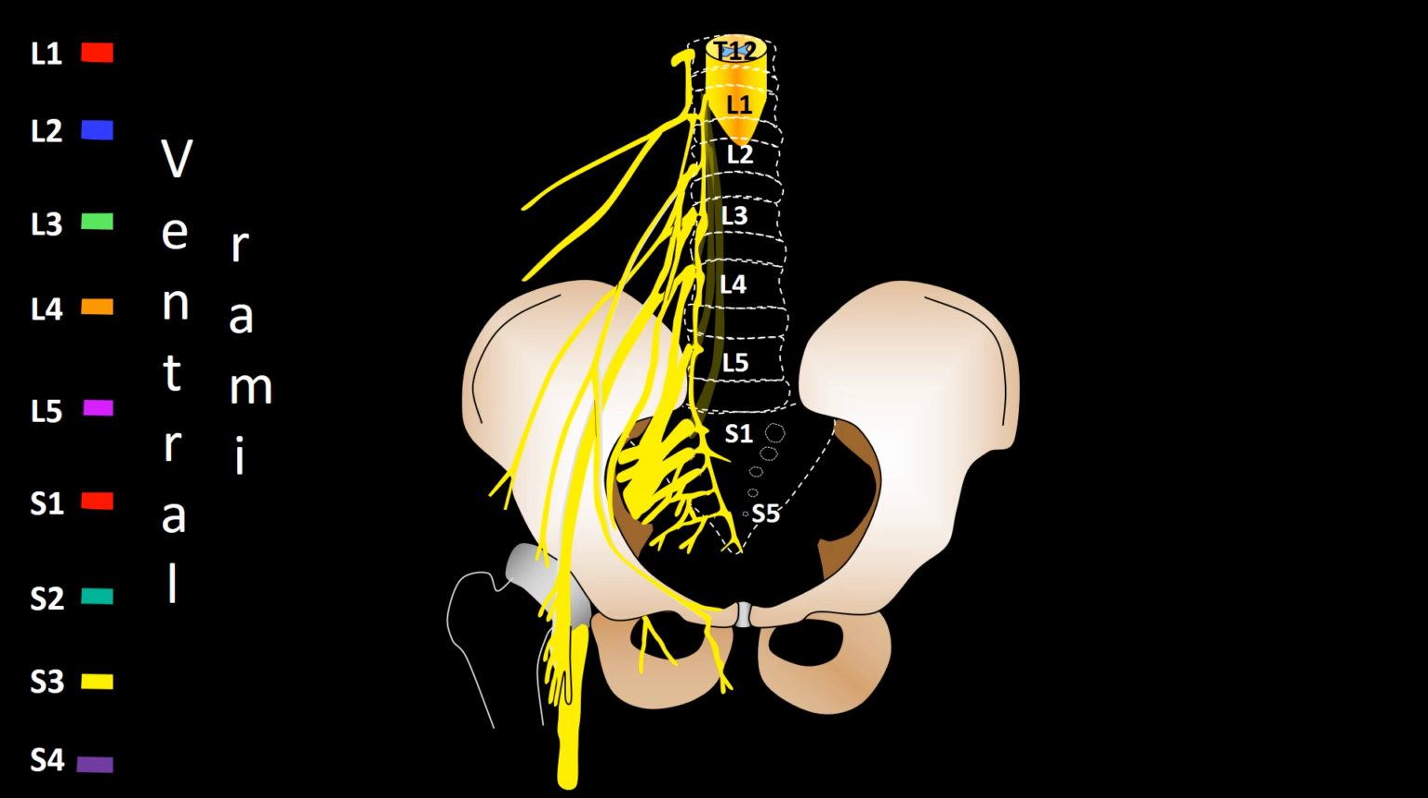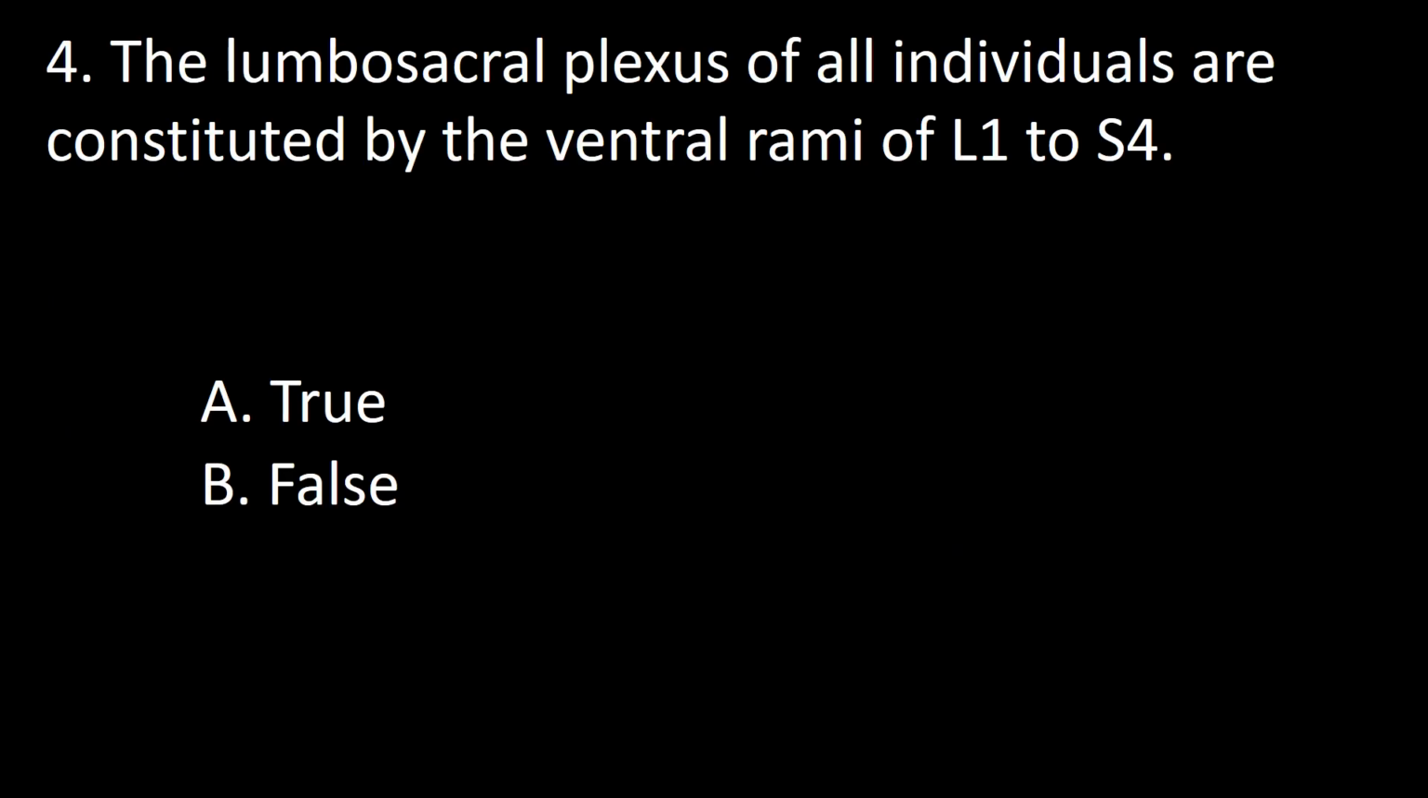One variation consists of the lumbosacral plexus having a significant contribution from the lower thoracic ventral rami and very little or none from the lower sacral ventral rami. The other anatomical variation consists of a very strong contribution of the lower sacral ventral rami and even from the coccygeal ventral rami, and none or very little from the lower thoracic or higher lumbar ventral rami. We will talk no further about these variations. So the answer to this question is B.